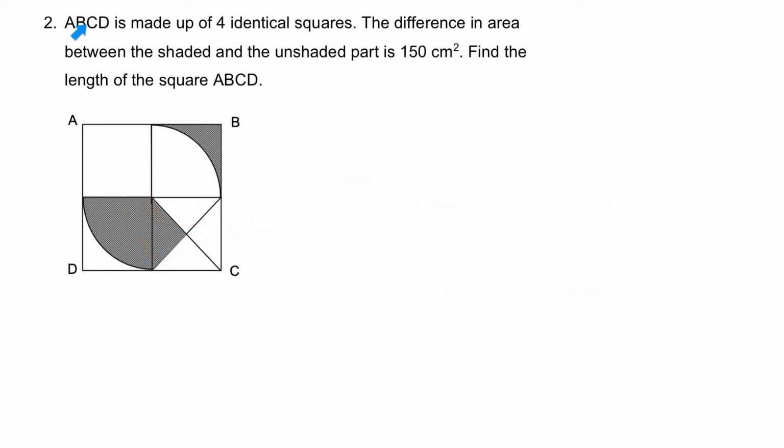The figure ABCD is made up of 4 identical squares. So we have 1, 2, 3, and 4. The difference in area between the shaded and the unshaded part is 150 square centimeter. Find the length of the square ABCD. So this is what we are trying to find, the length.